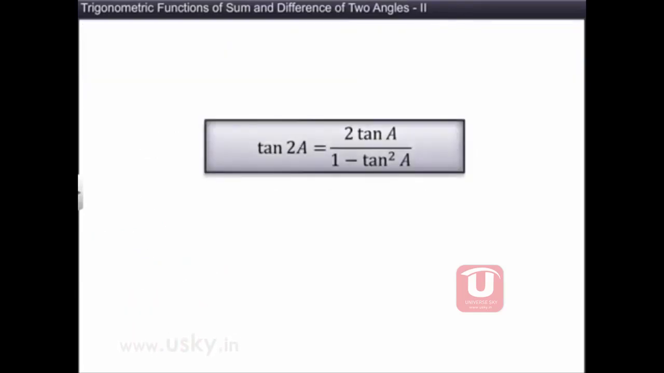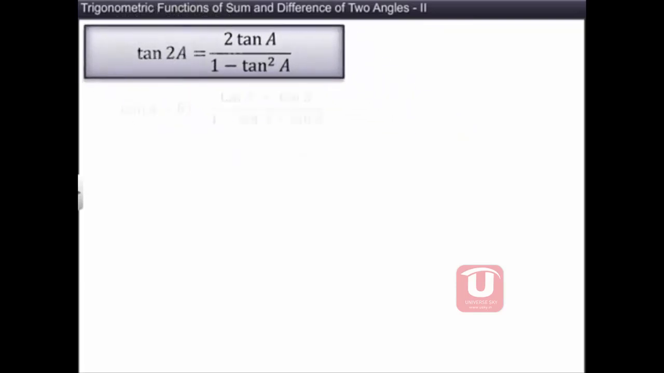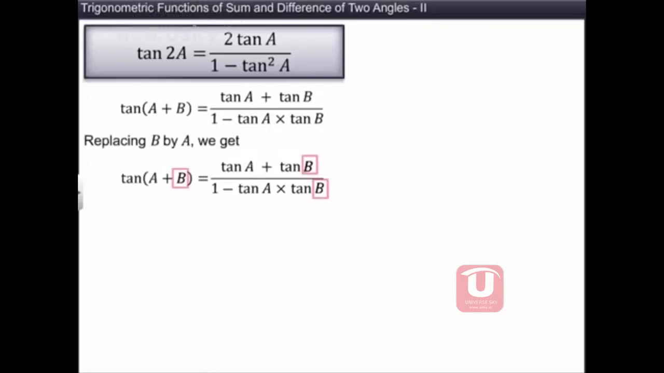Now, let us find the formula for tan 2A. Recall that tan of A plus B is equal to tan A plus tan B divided by 1 minus tan A into tan B. Replacing B by A in the formula, we get tan 2A is equal to 2 tan A divided by 1 minus tan square A.